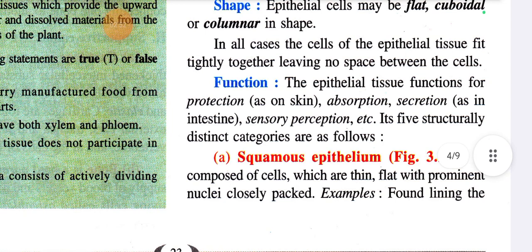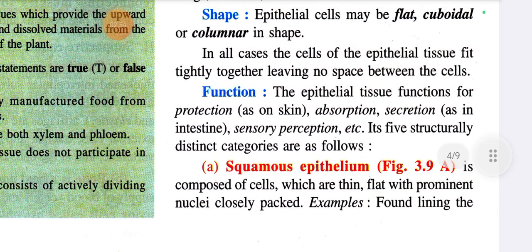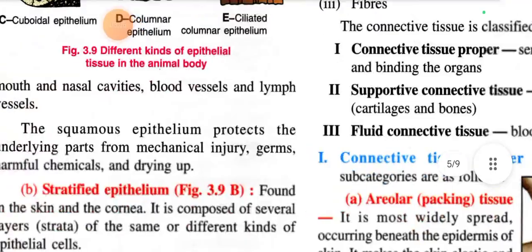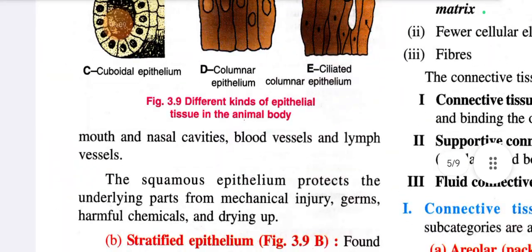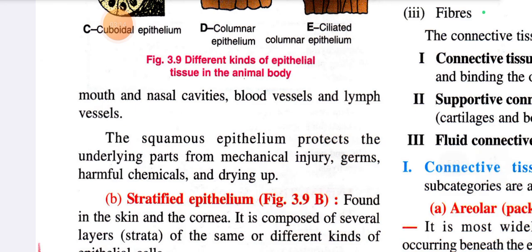So, see, first, squamous epithelium. It is composed of cells which are very thin, flat with prominent nuclei and closely packed. For example, it is found in the lining of the mouth, nasal cavity, blood vessels, and lymph vessels. The squamous epithelium protects the underlying parts from mechanical injury, germs, harmful chemicals, and drying up.